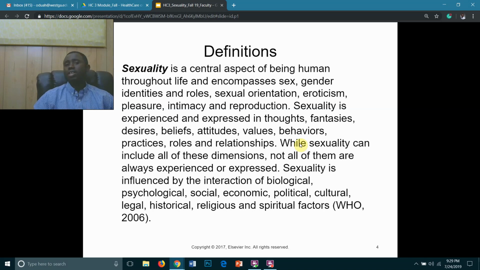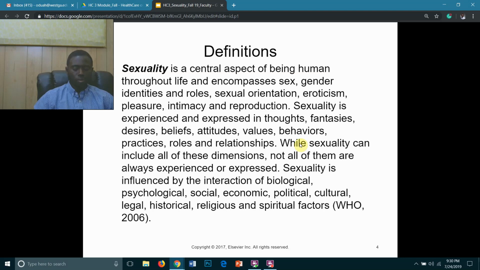While sexuality can include all of these dimensions, not all of them are always experienced or expressed, and this will in turn lead to an impairment in our sexuality. Sexuality is influenced by the interaction of biological, psychological, social, economic, political, cultural, legal, historical, religious, as well as spiritual factors.